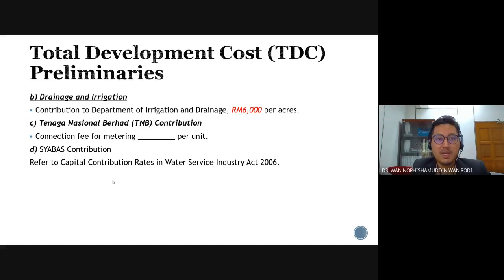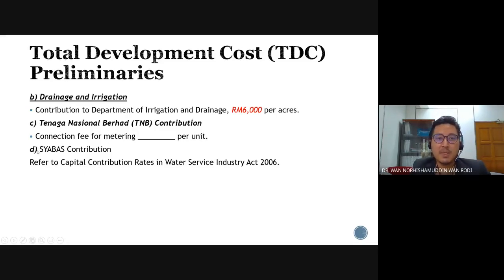Okay, B, the next one would be drainage and irrigation. Prior to the construction of the project, you have to pay a contribution to the Department of Irrigation and Drainage, about 6,000 per acre. C, you also have to pay the Tenaga Nasional contribution in the form of a connection fee for metering. I purposely did not include the figures, so you have to search for how much you have to pay per unit of property for the connection fee for metering.